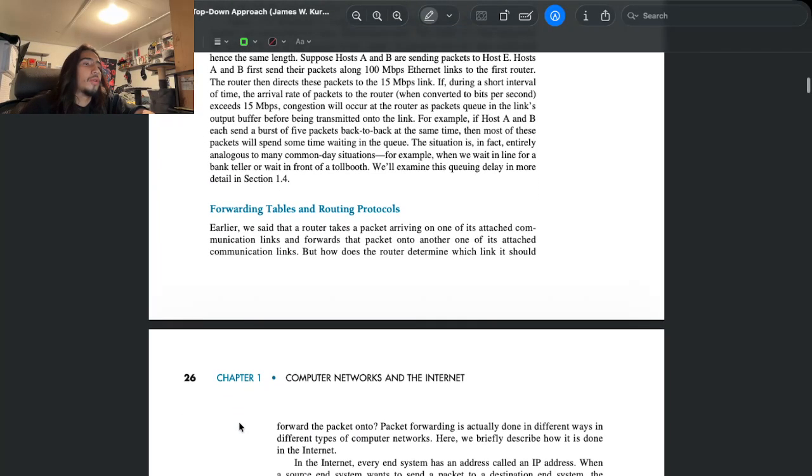Following tables and routing protocols. I mean, how do I tell how long I've been? 24 minutes? Okay, it's not that much, to be honest.